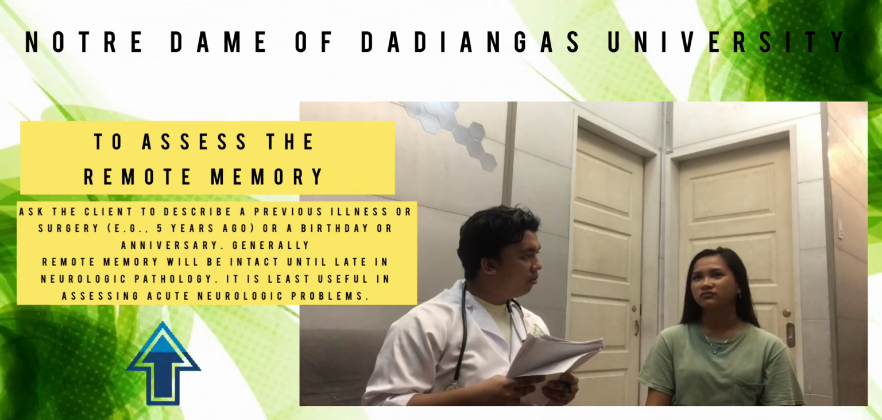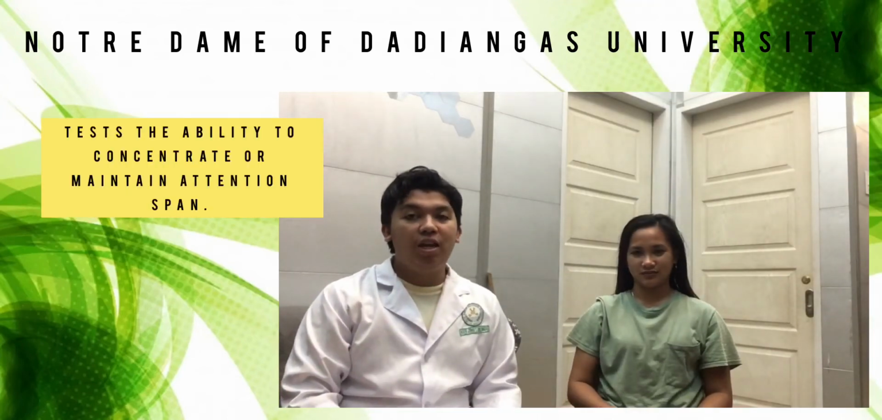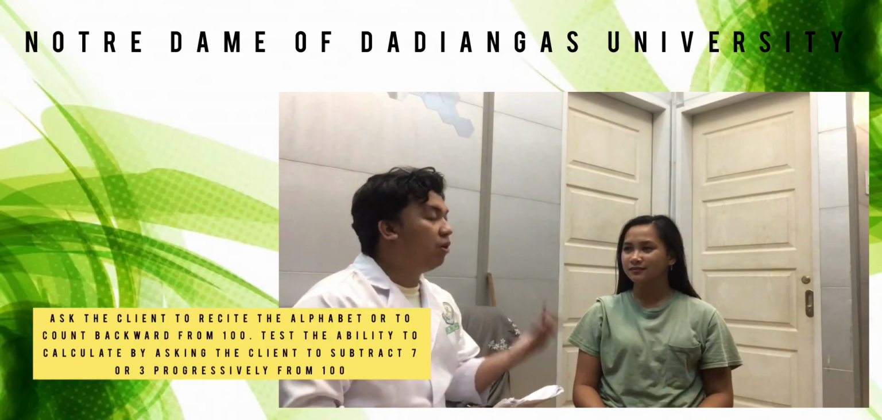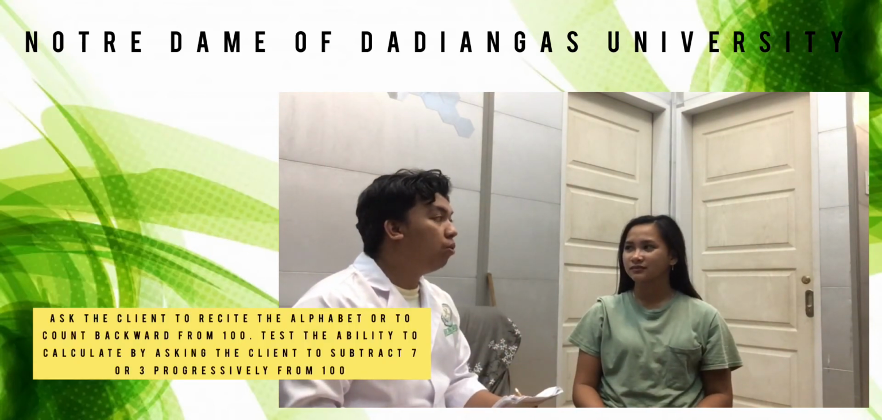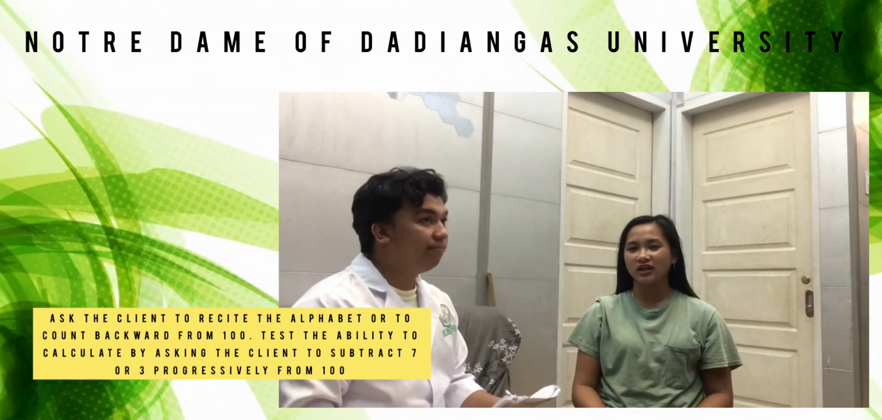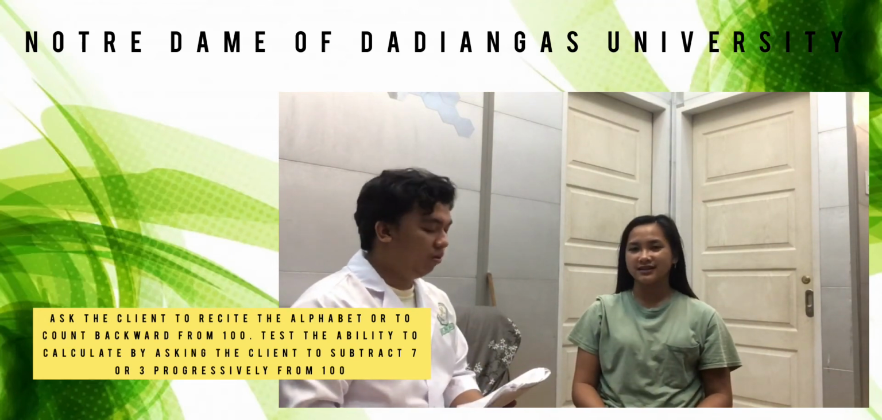Attention span and calculation. Ask the client to recite the alphabet, A, B, C to Z, or to count backward from 100. Test the ability to calculate by asking the client to subtract 7 or 3 progressively from 100. R, S, T, U, V, W, X, Y, and Z. Okay.